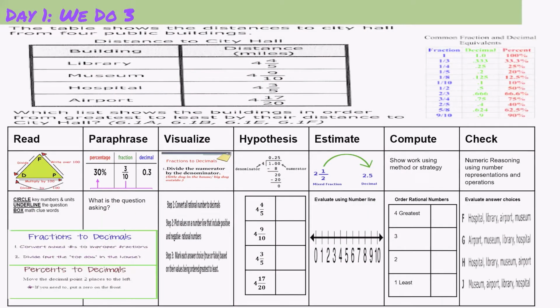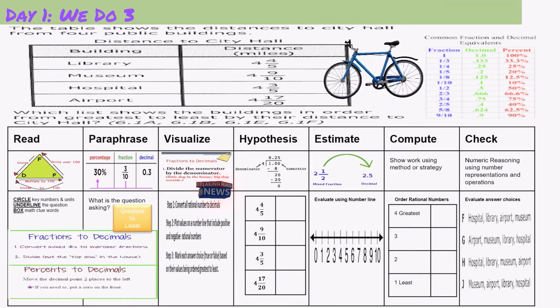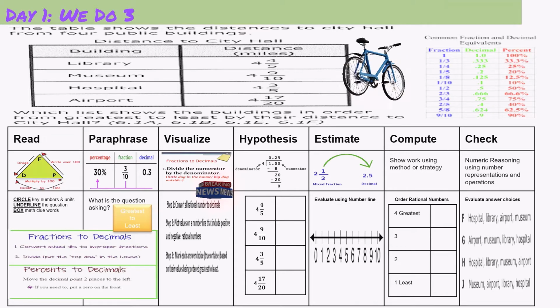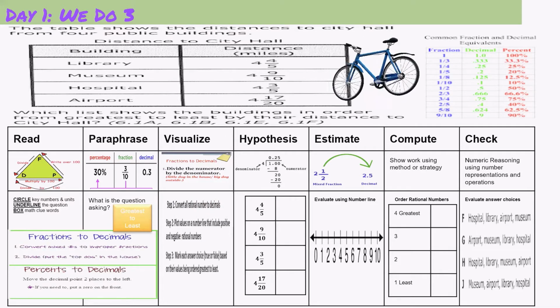Okay, let's get started on the problem since we finished our annotation. The first thing we want to do is ask what the question is asking. Greatest to least. That is what the question is asking. So we'll be ordering our information from greatest to least. The steps to solving our problem: we will convert our rational numbers to decimals, plot the values on a number line that includes positive and negative rational numbers, and mark each answer choice true or false based on the values being ordered from greatest to least.